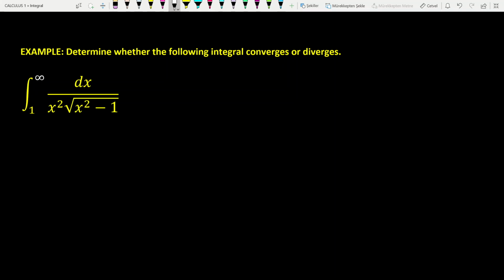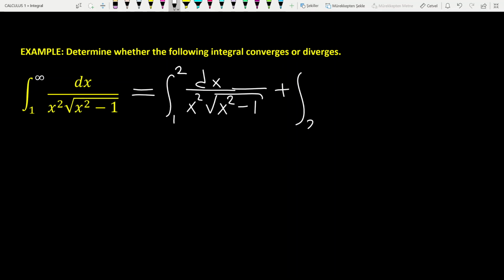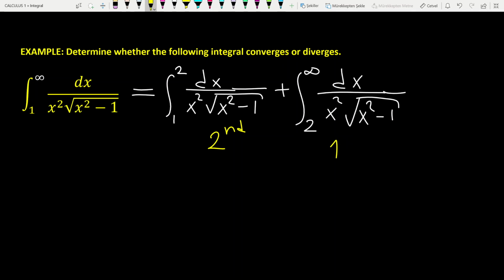So in order to solve this problem, I first must break this improper integral into two improper integrals. The first one is from 1 to any point, let's say 2, dx over x squared times the square root of x squared minus 1. This is the first part. And the second part is from 2 to infinity, dx over x squared times the square root of x squared minus 1. So we have two kinds of improper integral. This is the second kind and this is the first kind of improper integral.